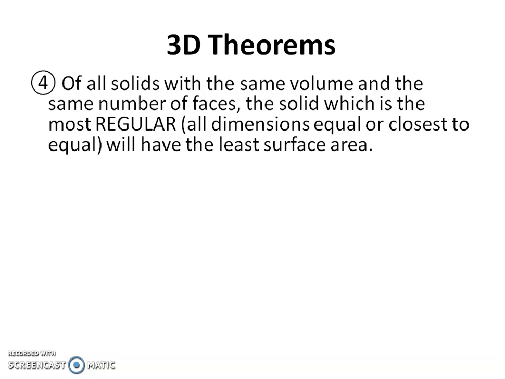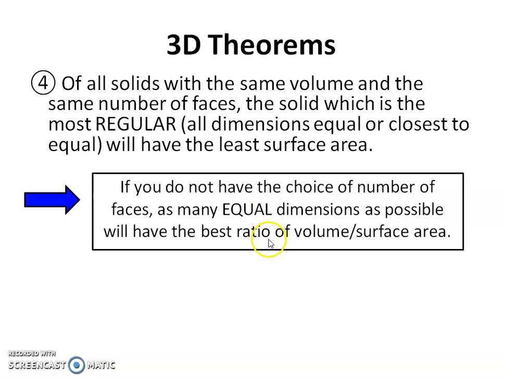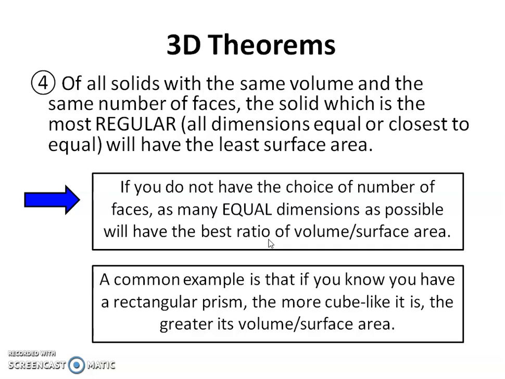And the fourth one is the same as the second, but backwards. For all solids with the same volume, the one that is the most regular, if the number of faces remains constant, will be the one with the least surface area. So again, the idea here is that if you can, let's say in a rectangular prism, not change the number of faces, you can at least choose the dimensions, and you'd want it to be as cube-like as possible.